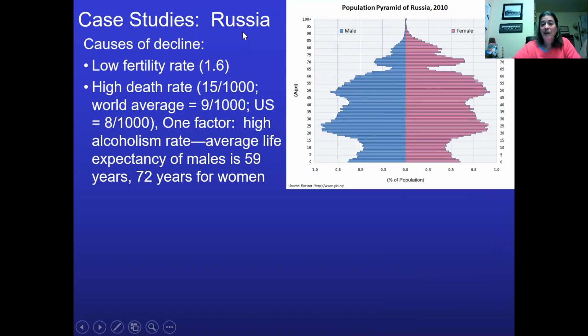So number one, they have a very low fertility rate. 1.6 is very far below replacement level. And then look at the death rate. It's quite high, and for men, it's much higher than women. The average lifespan of a Russian male is only 59 years old compared to 72 for women.